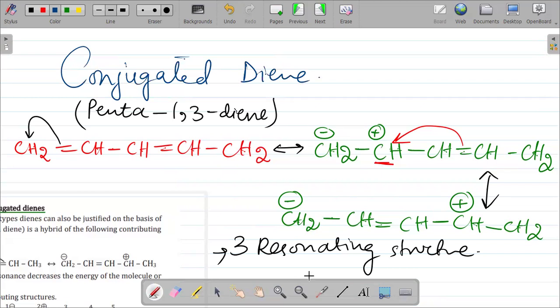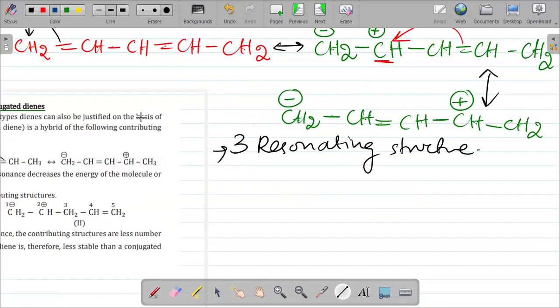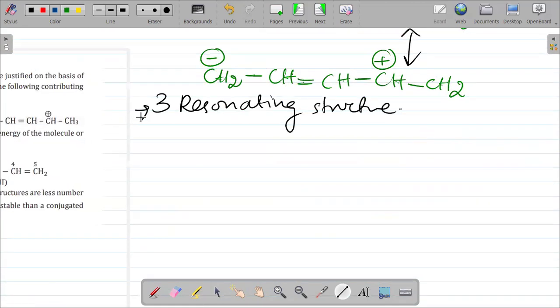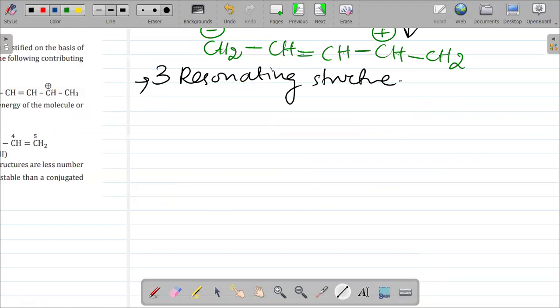Actually, I'm clarifying the concept of the relative stability between the three classes of diene. So this is the example from the conjugated diene. And the second one is about the isolated diene, right?